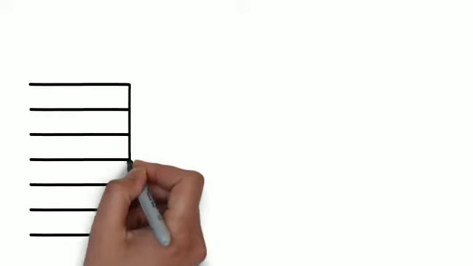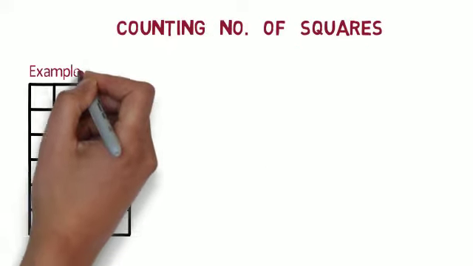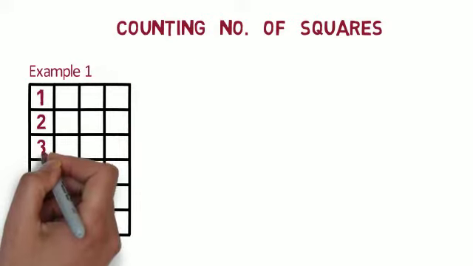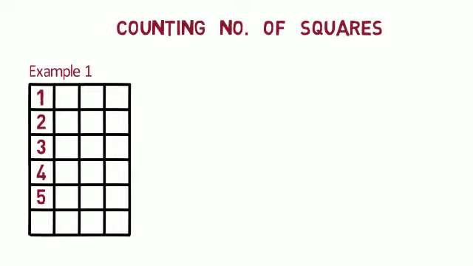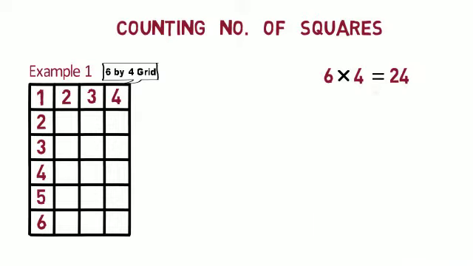Okay, then let's start. In the first tutorial today, we will learn how to count the number of squares in a figure like this. I'll take up 4 examples to help you understand the concept thoroughly. As you can see, this figure has 6 rows and 4 columns, hence we call it a 6 by 4 grid. What? You already got the answer? And did I hear 24 as the answer? 6 rows multiplied by 4 columns, which gives us 24.